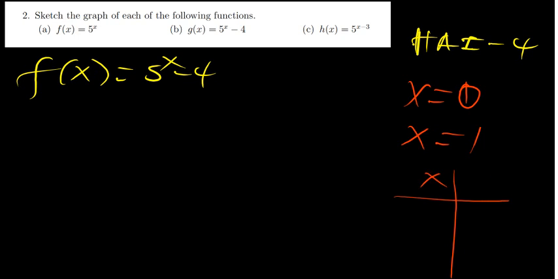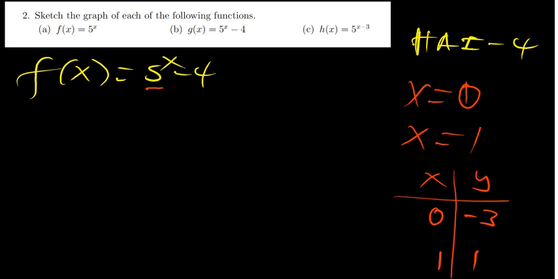So I have x, y. If I put 0, this 5 to the power 0 is going to be 1. Now, what is 1? We have negative 4 here. 1 minus 4 is negative 3. If x is 0, y is going to be negative 3. Let's put 1. If I put 1 where there is x, it's going to be 5 to the power 1, which gives us 5. 5 minus 4 is going to give us 1. So if I put 1, y is 1.